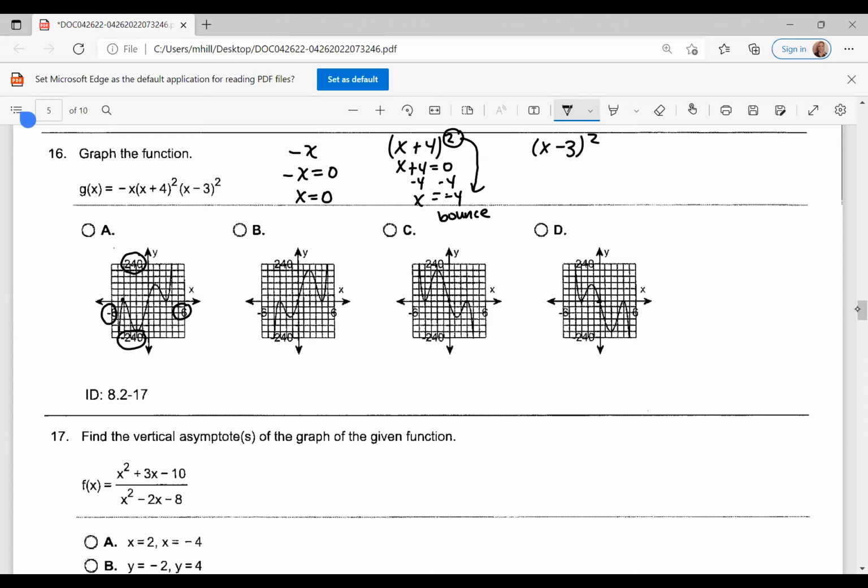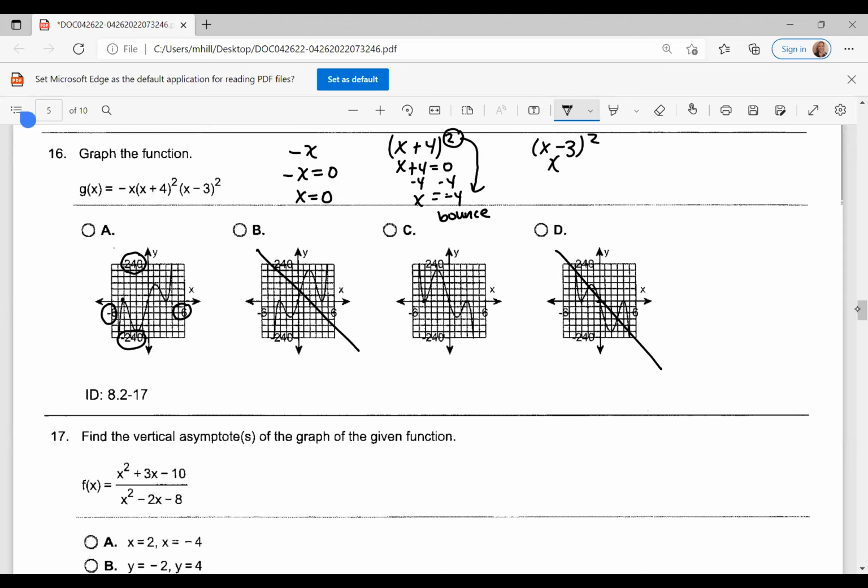1, 2, 3. This one is -3 and not -4. So I do not think it is B. If we go here, 1, 2, 3, 4, it does look like it's bouncing at -4. I go here, 1, 2, this one looks like 3. So I do not think that this is it.